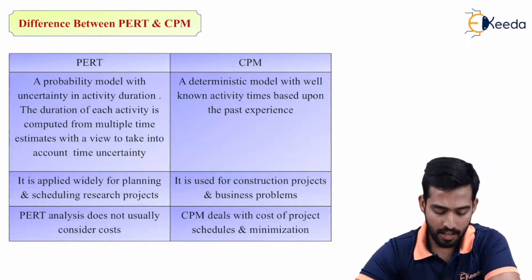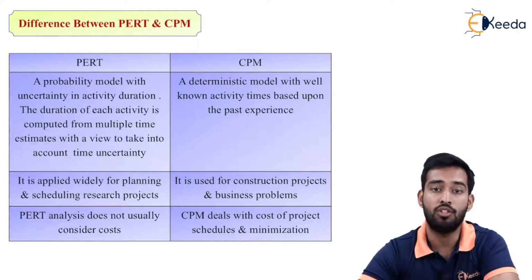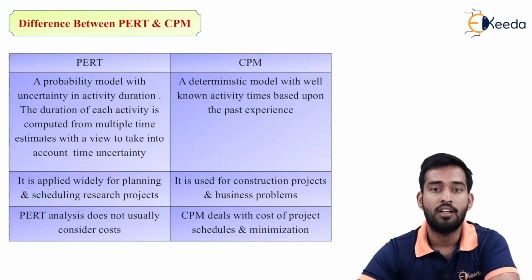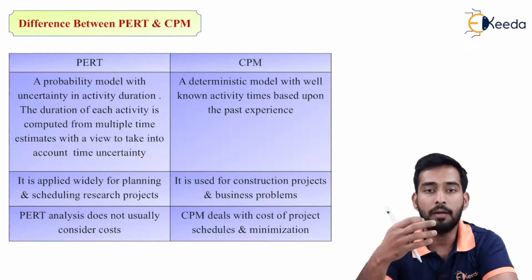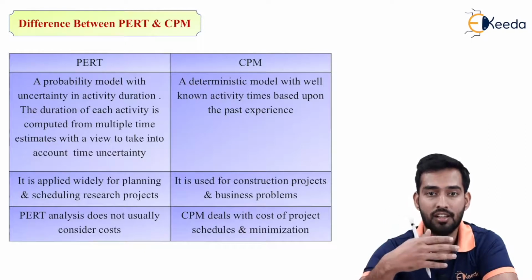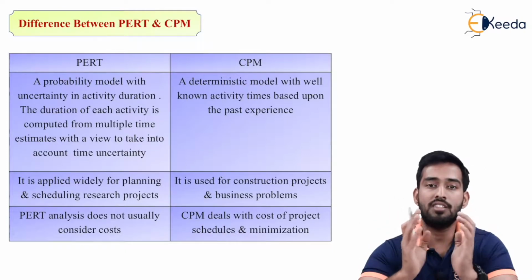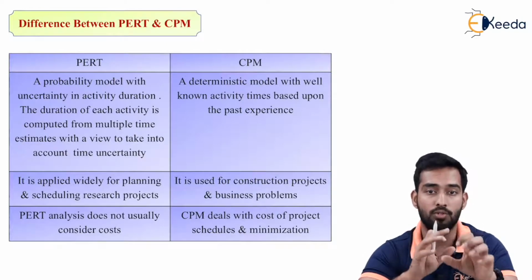Now the second difference: PERT is applied widely for planning and scheduling research projects, some laboratory projects or construction of missiles, launching of missiles, then military operations or some research work. It is followed by PERT because there the time is not fixed. It is dependent upon different conditions, and we have divided the time into three estimates, and by using these three times we calculate the expected completion time of that particular activity or the project.